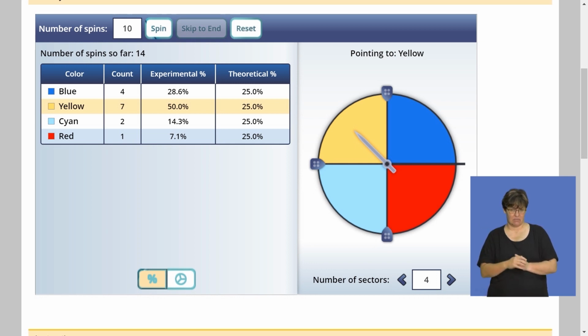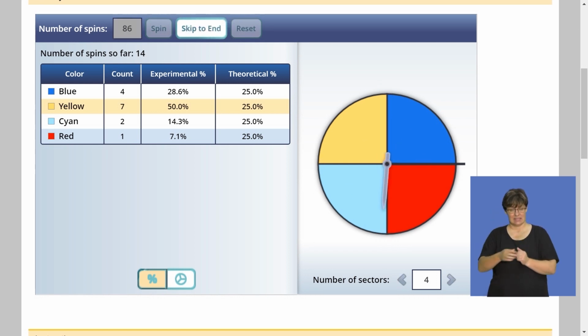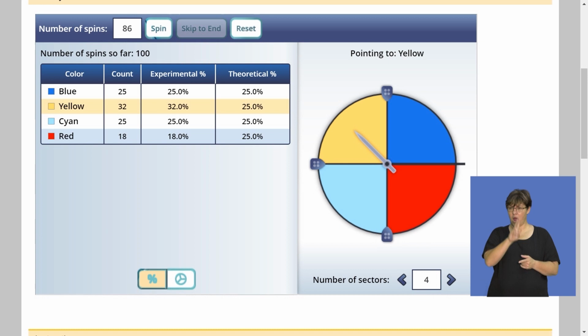But you know what, guys? Let's change this number. We're at 14. I want to get it to 100. So I'm going to make it 86 spins, and let's see in 100 spins what will happen. So I'm going to let it spin, and let it skip to the end. And now it's done 100 spins. And what do you notice?